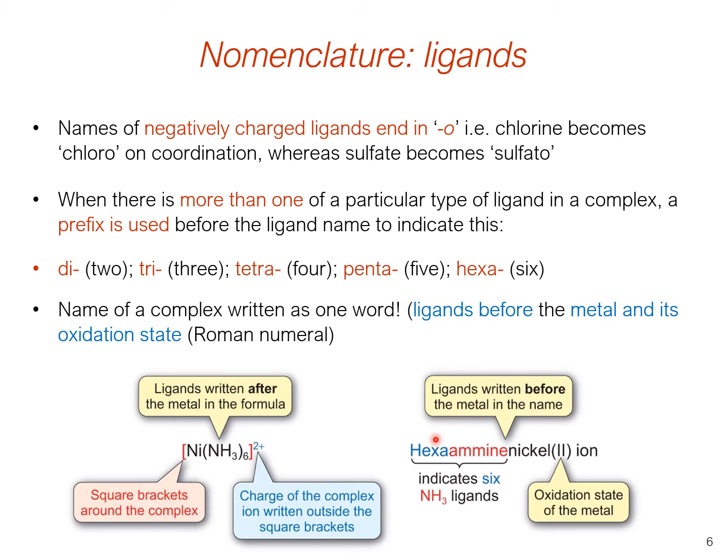And then we also include the oxidation state as well. So it's all written as one big word, no spaces. We have the number of ligands, what the ligand is, the metal, and then its oxidation state as a Roman numeral. So the example we've got is hexaamminenickel(II). And that's how we'd write the name for this complex ion here. And when you're writing the formula, you have the metal and the ligands in the square brackets and the charge outside the square brackets.